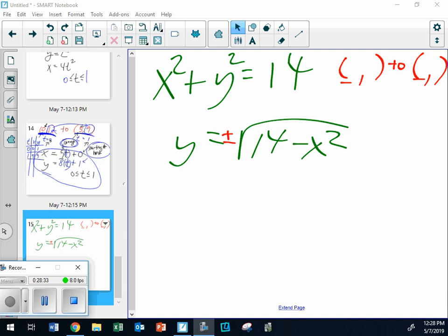Okay, flip it over. Let's look at number 5 together. On number 5, what is it even? Is it parametric or is it rectangular?